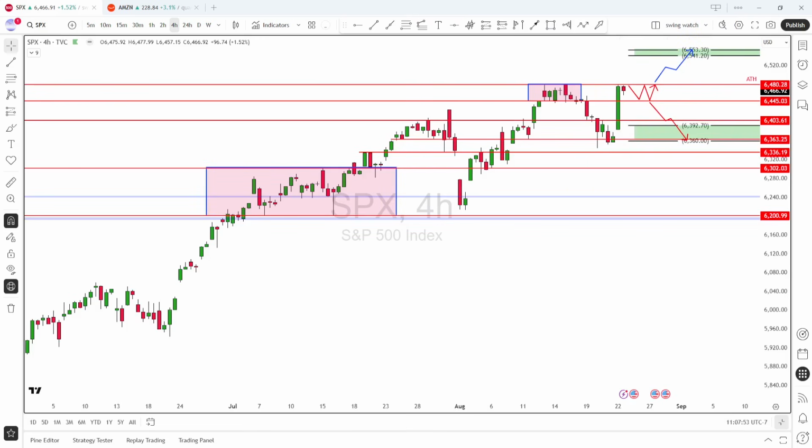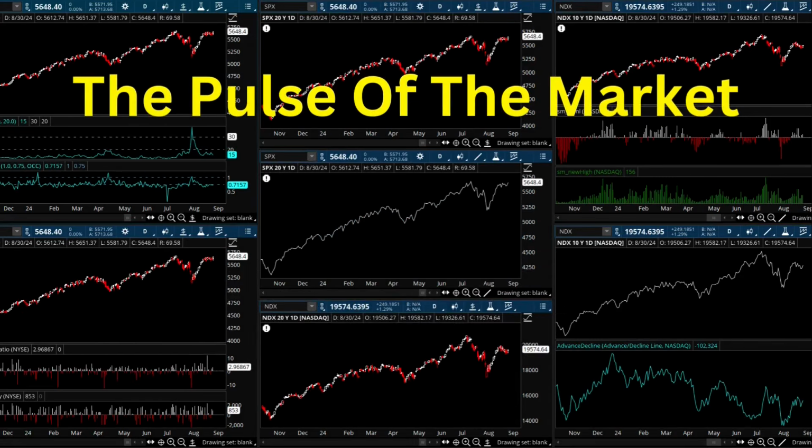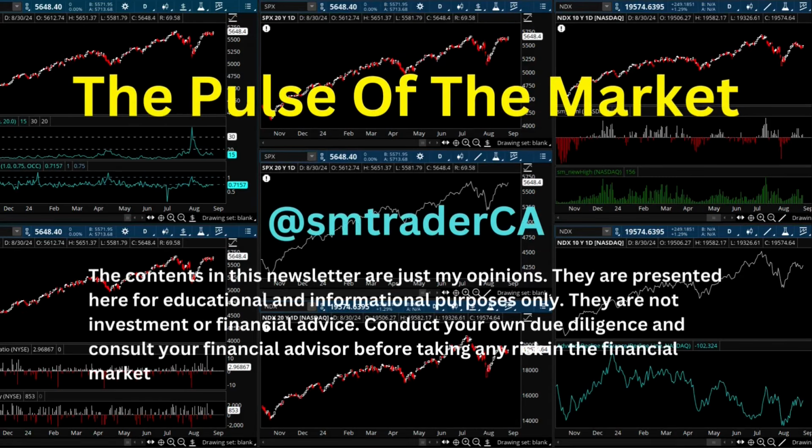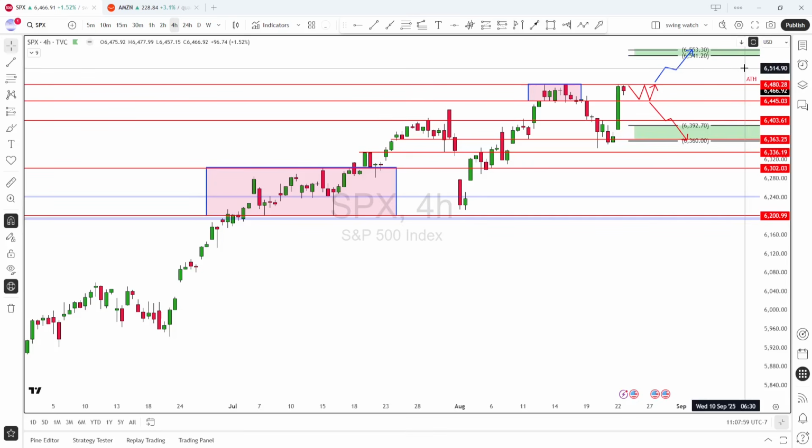So let's start with the S&P 500. As you can see, the market is pricing in the upper range between 6553.30 and 6541.20, and the lower range is between 6392.70 and 6360. Here we see that right now it is sitting at this balance area. So we're expecting maybe a little bit of chop or consolidation inside of this balance area.